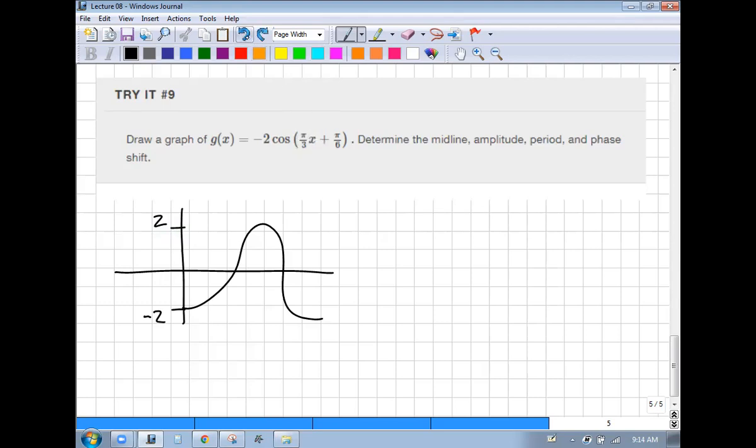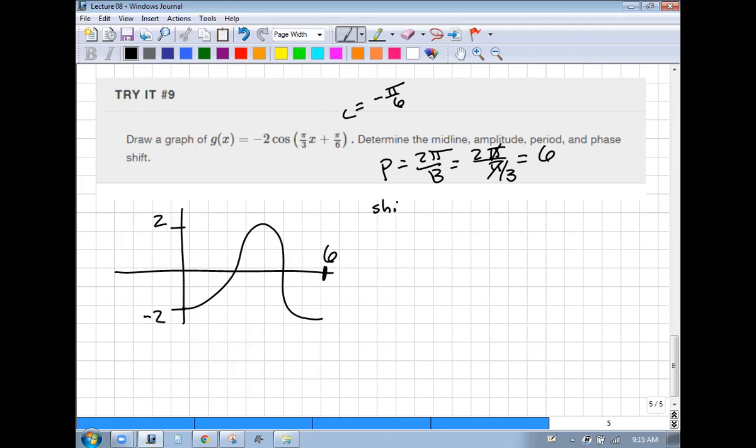This thing here is going to compress it by a factor of pi over 3, so the period is 2 pi over b. We're compressing it by a factor of pi over 3. So 2 divided by a third is 6. We have a period of 6, but we also have this shift, all right? Now, since we're adding, that's a shift to the left, all right? When you subtract, it's a shift to the right. Our C here is a negative pi over 6. We're subtracting a negative pi over 6, right?